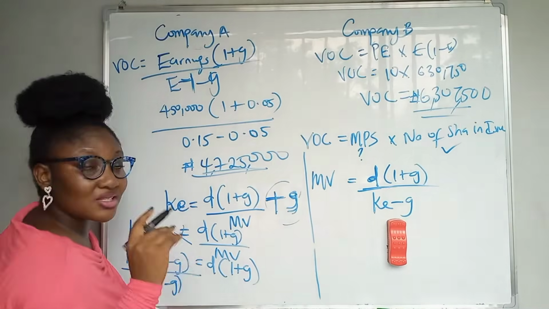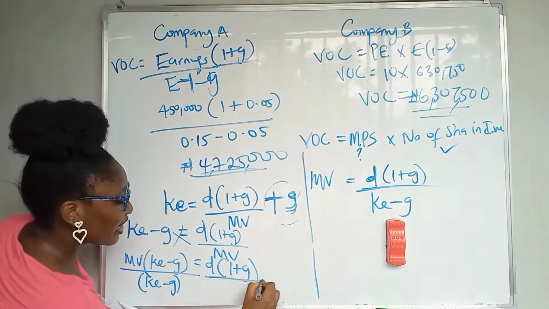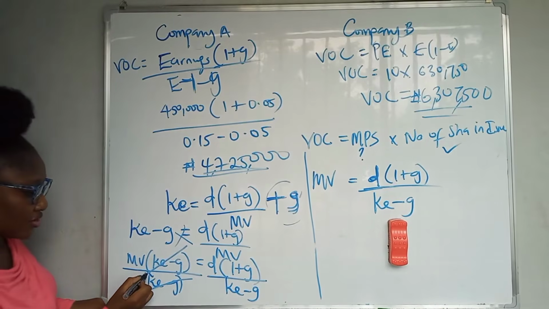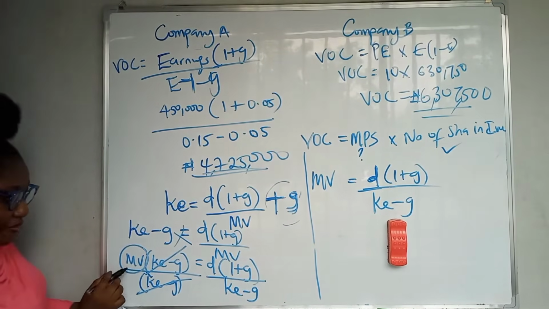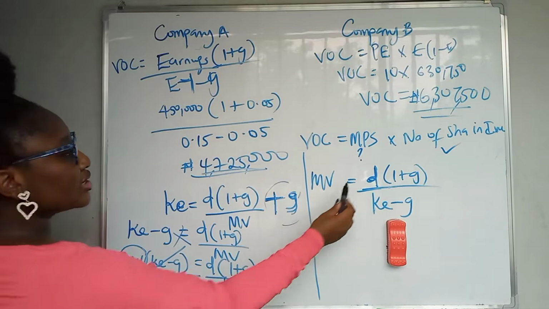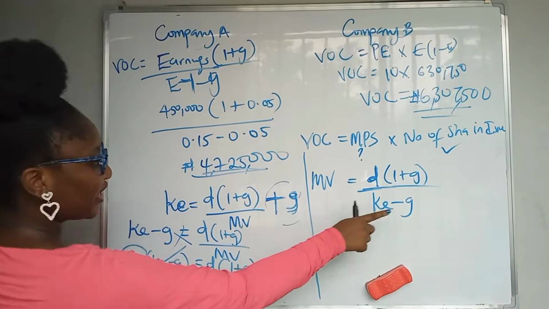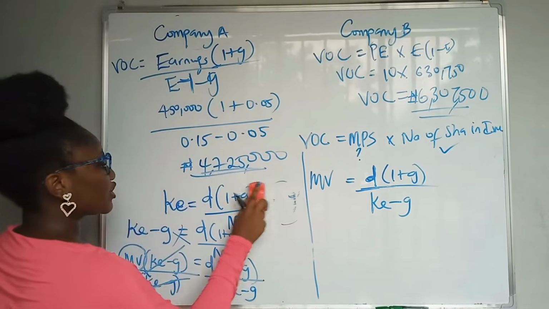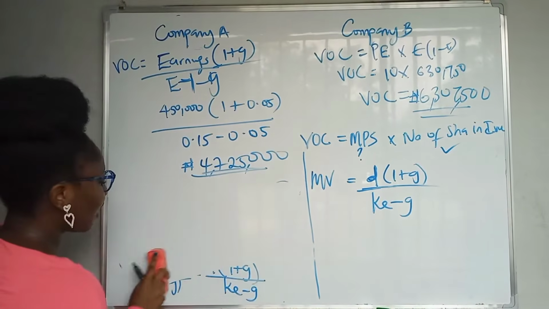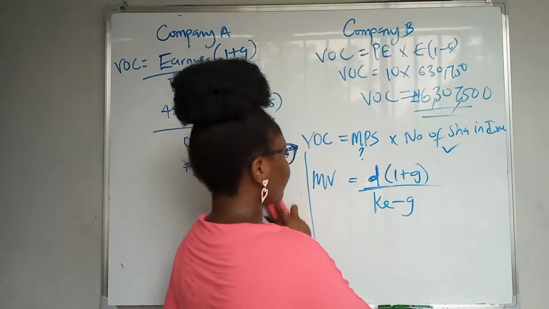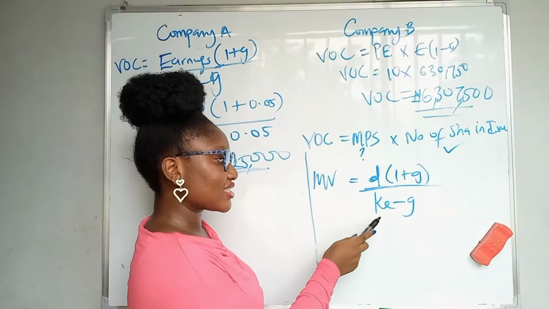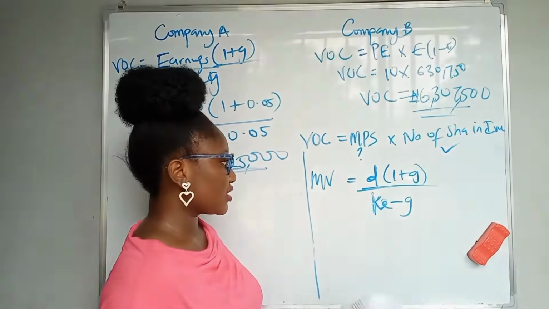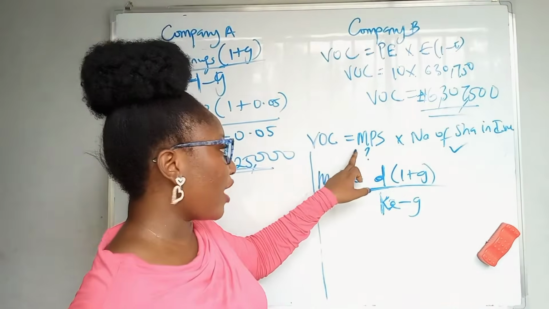I know some of you know this; it is for the purpose of people who don't know it. Okay, you divide both sides by KE minus G. So KE minus G will cancel KE minus G, and MV will now be alone. You can see MV. So that's why you have MV equal to D into 1 plus G over KE minus G. Does it make sense? It makes sense. So I was just using this part to show you how we came about that formula. That is how I knew this formula, the fact that I know how to estimate cost of equity using market value. Do you understand? So don't forget that we are looking for our market price per share.